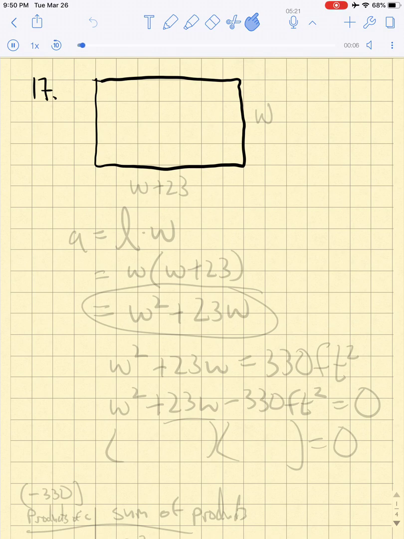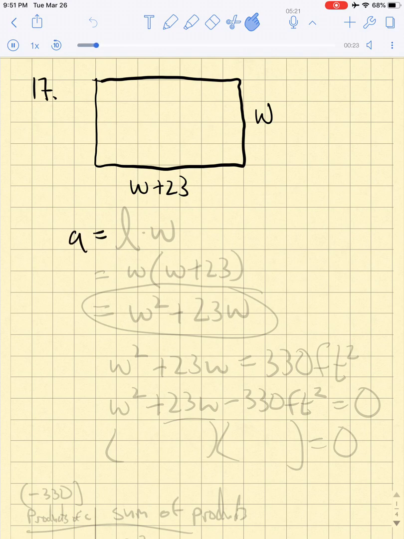Construction company is planning to pour concrete for a driveway. The length of the driveway is 23 feet longer than the width. So we could say width plus 23. Okay? Write an expression for the area.